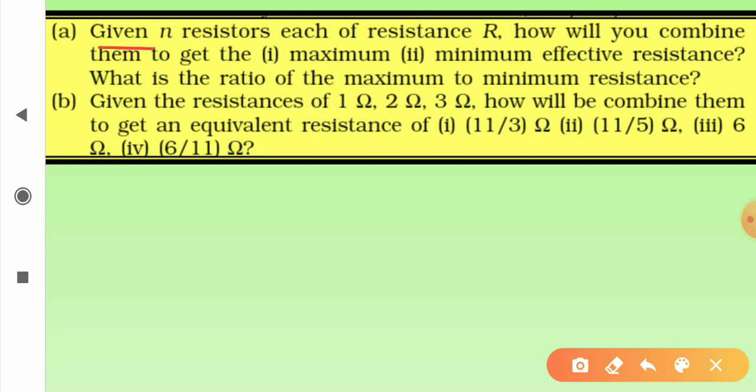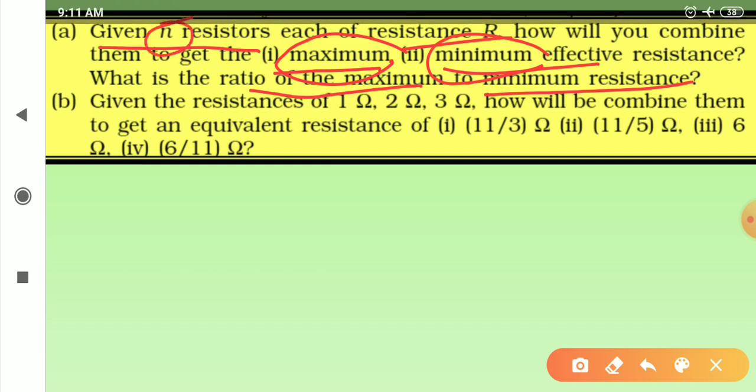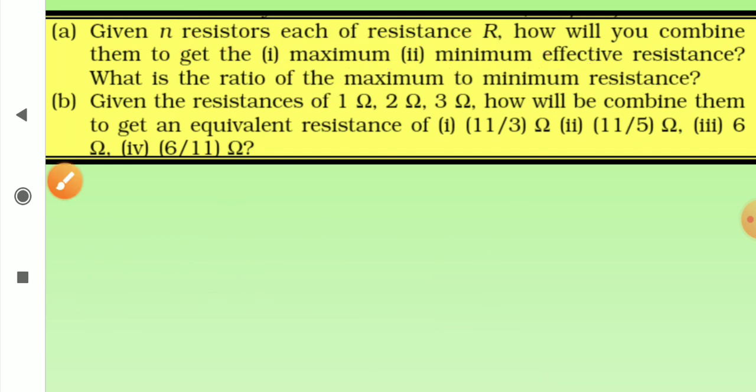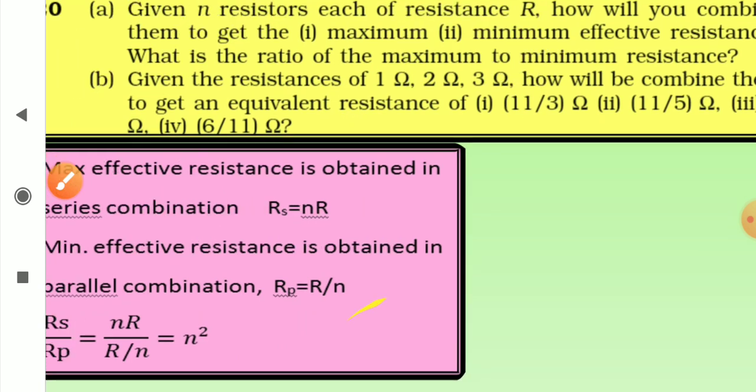So given n resistors, each of resistance R, how will you combine them to get maximum and minimum effective resistances, and what is the ratio of maximum to minimum resistances? So you know that maximum resistance is obtained in series, minimum in parallel, and we have n resistances. So if you connect n resistances in series, R plus R plus R up to n times, you'll get nR. Okay, and if you connect them in parallel, you'll get R upon n.